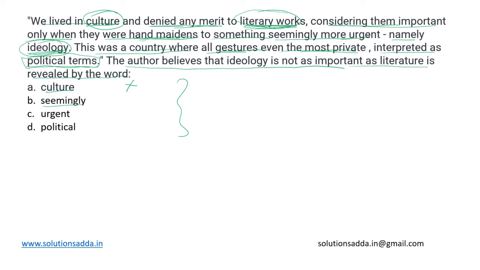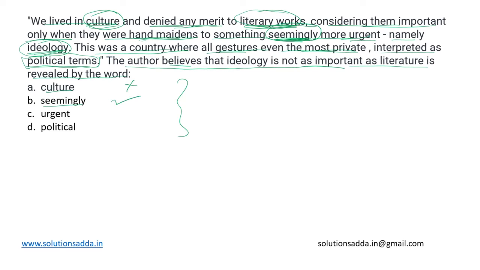Next one is seemingly, that appears over here. By this word, in this context, we see that this word seemingly more urgent is trying to add some weight to this sentence, conveying that the author sees that thing to be more urgent, but that may not really be true in its truest sense. So what seems to be the reality need not always be correct. In this particular culture, it seems that ideology is more important, but that is actually not. Literature is more important. So this seemingly is highlighting what the author actually believes. And so that could be our answer.